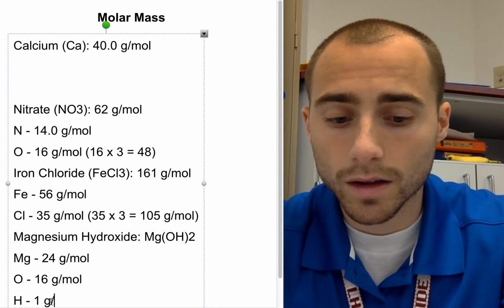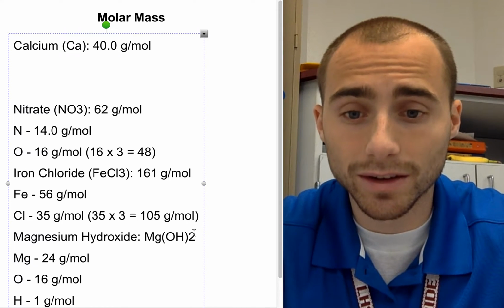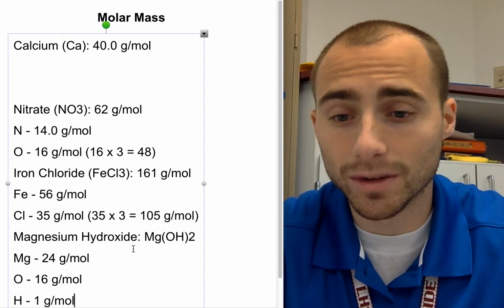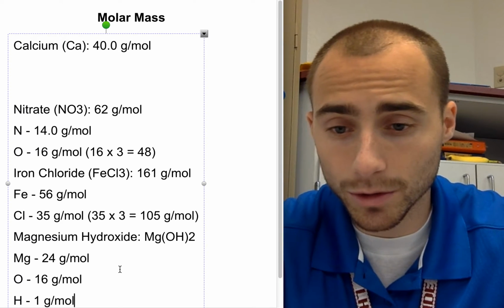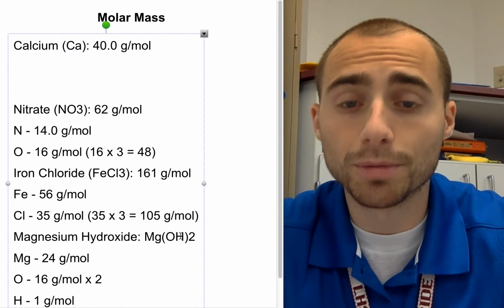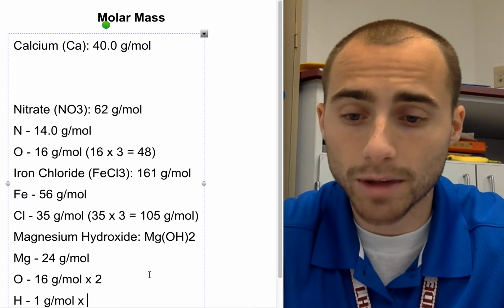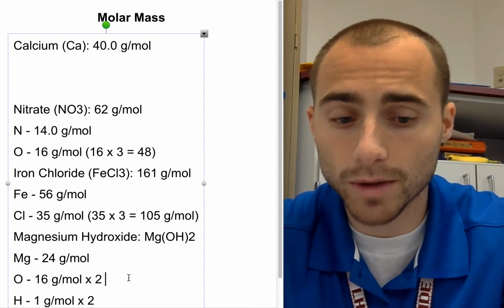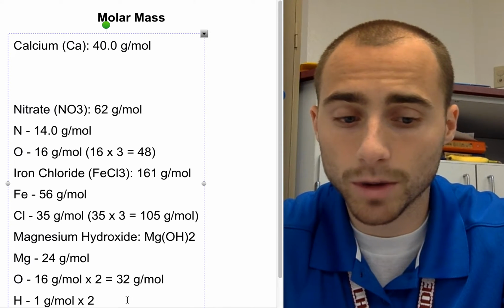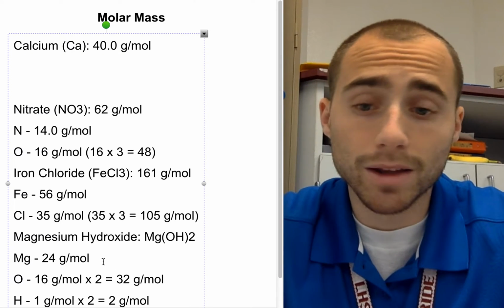Now, anytime you have a subscript outside the parentheses, that subscript applies to both elements inside the parentheses. So we have to do O times 2, so we have to do 16 times 2, and we have to multiply hydrogen times 2. So here we end up with 32 grams per mole total, and here we end up with 2 grams per mole total. So then, just add them all together.